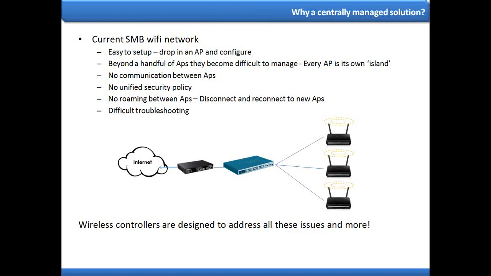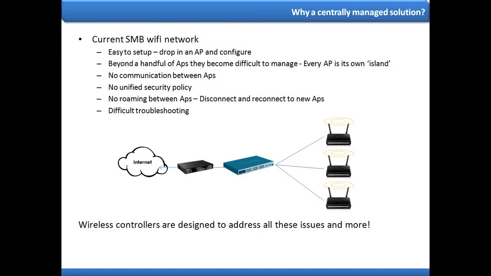Every access point in this case is its own island, meaning that all the configuration has to be done individually on each access point. There's no communication between those access points. There's no unified security policy. So how do I ensure that all my users that are currently associated are allowed to be on that network? How do I ensure that every access point that's currently plugged into that network has the appropriate security policy for the business, whether that be a web password or it's tied into an authentication server?